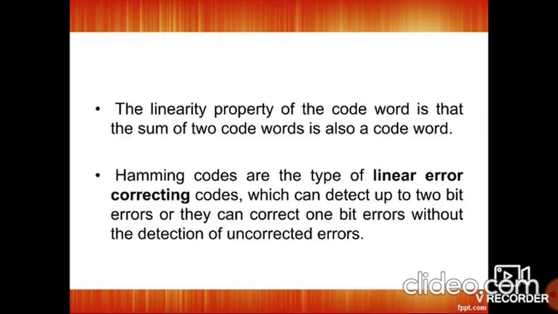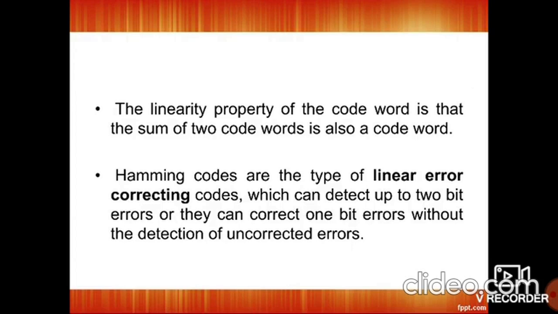The linearity property of the code word: the sum of two code words is also a code word. Simply, this property states that if we add two code words, the sum of these two code words will produce a code word only. So the sum of two code words is also a code word.